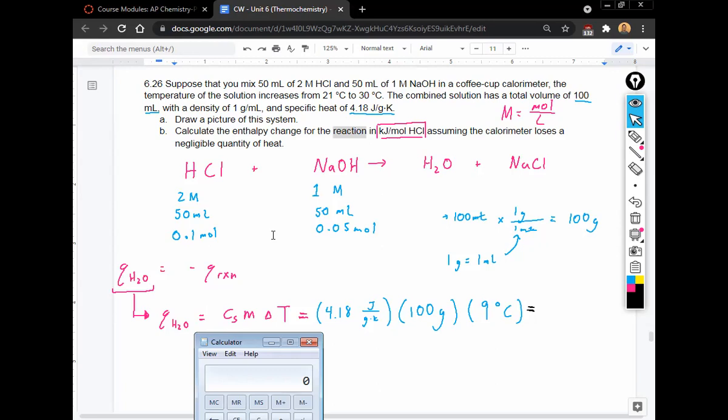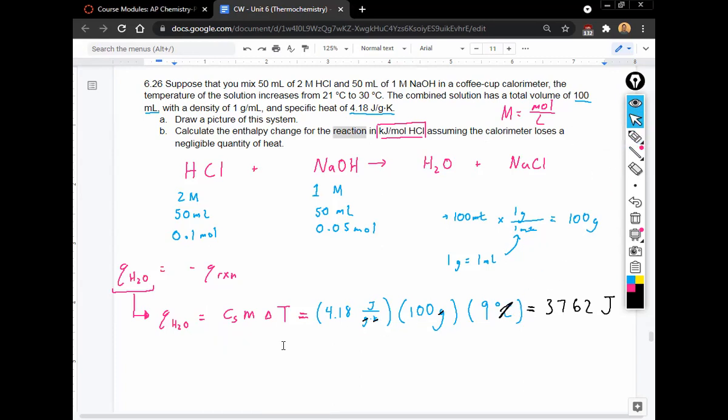Alrighty, so all you need to do is plug and chug: 4.18 times 100 times 9. That gives you 3762. And what's our unit of measurement? Yeah, it's going to be joules. And we know that because grams cancels out. And then change in Kelvin is the same as change in Celsius, so they cancel out. And so you get 3762 joules.